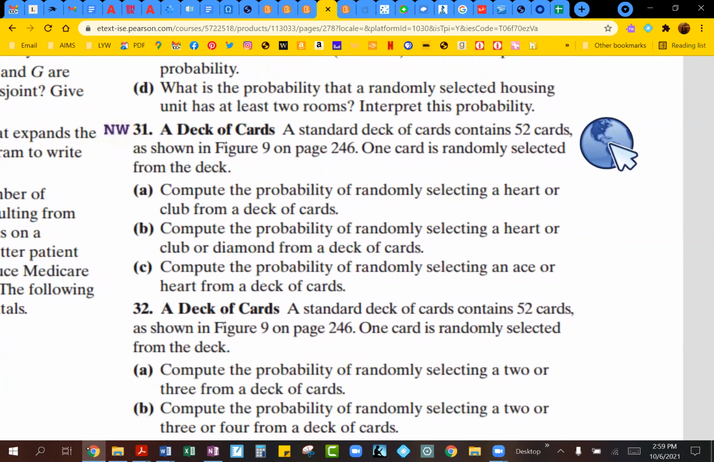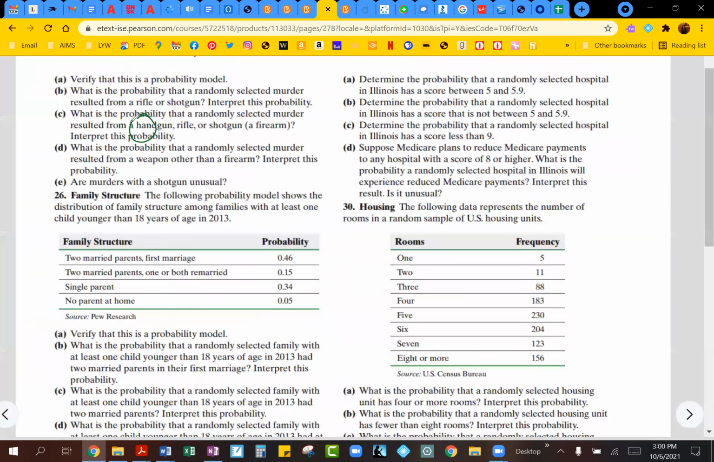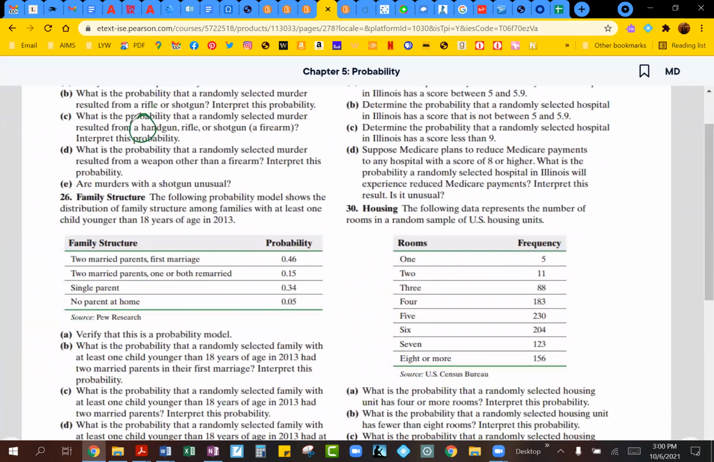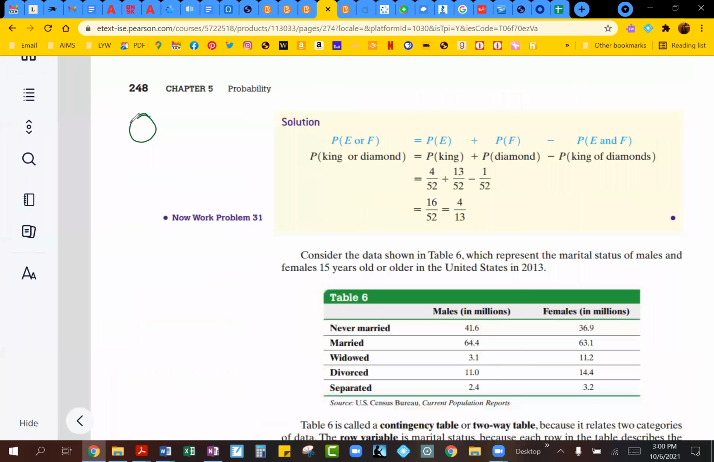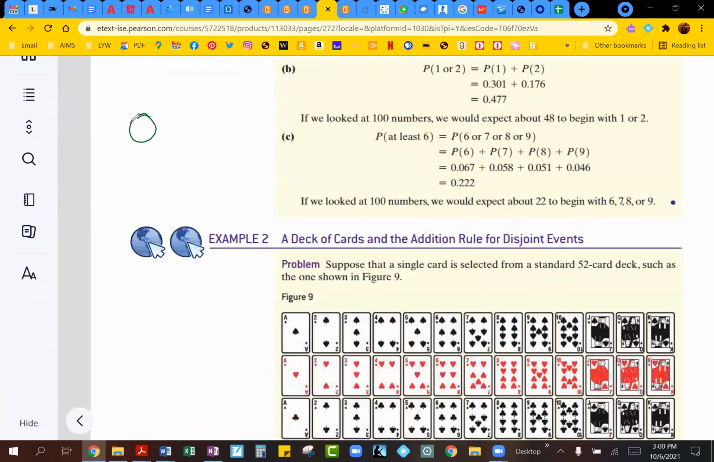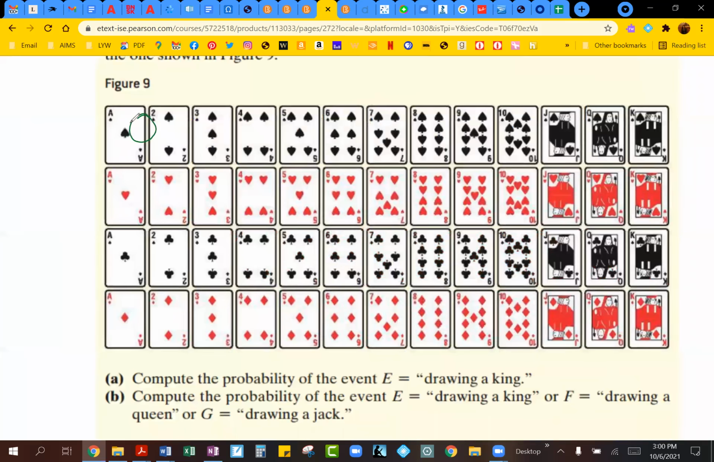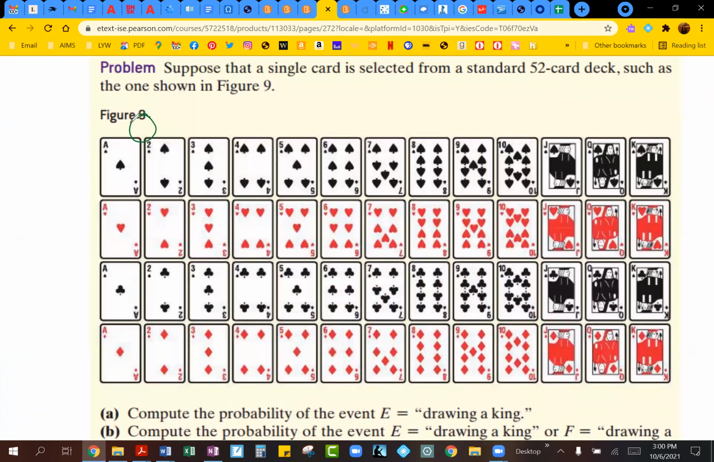So this is talking about using a standard deck of cards. I guess they have a figure on page 246 if you wanted to see what the standard deck of cards looks like. What page are we on? 252. Okay, so there you go. That's what a standard deck of cards would look like.